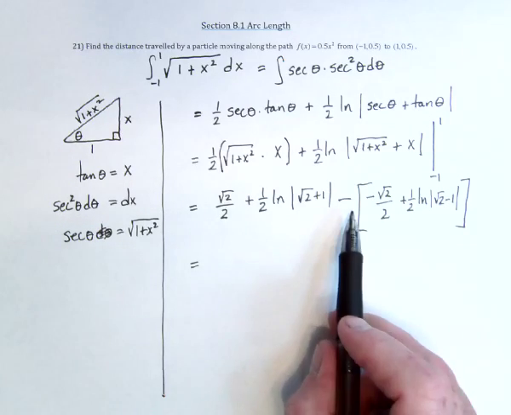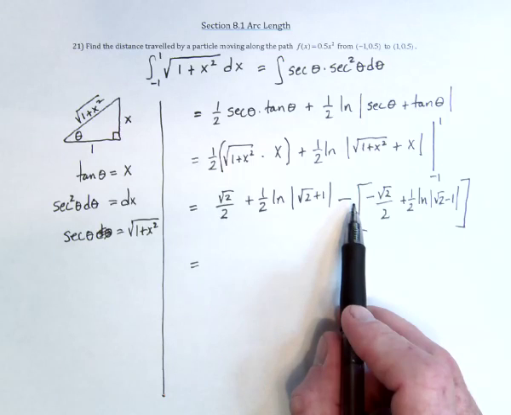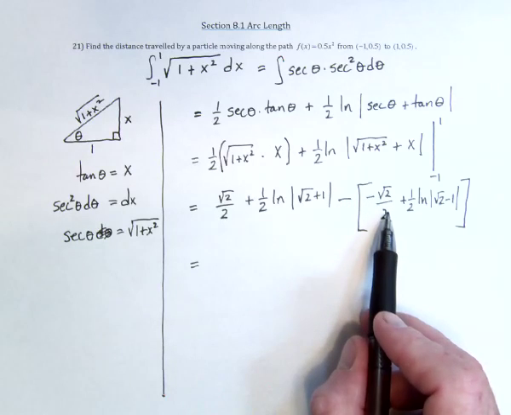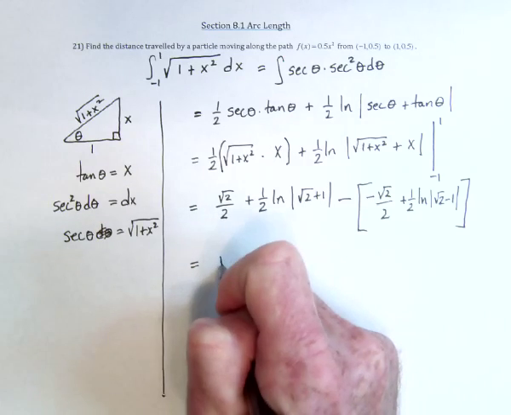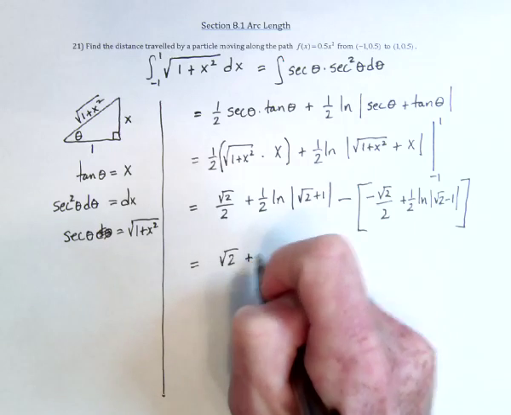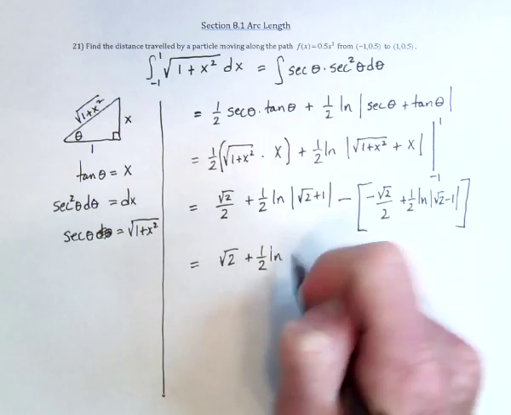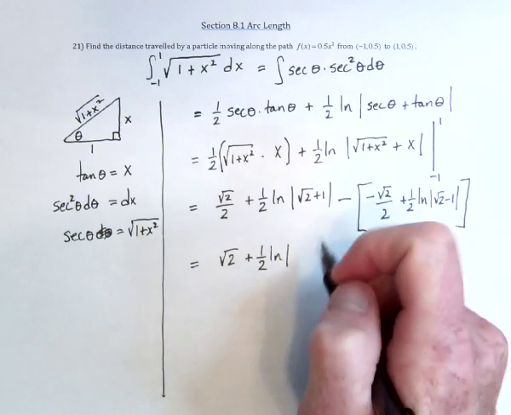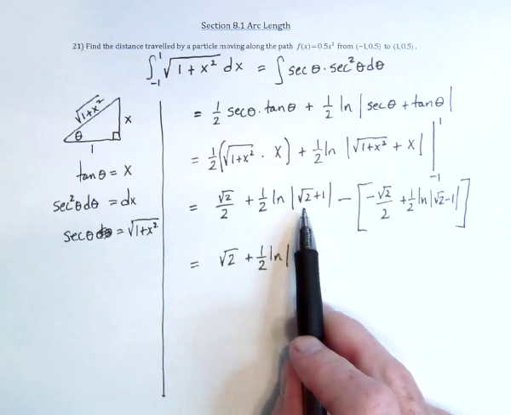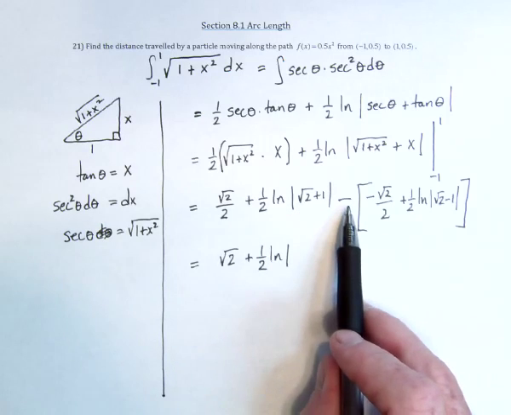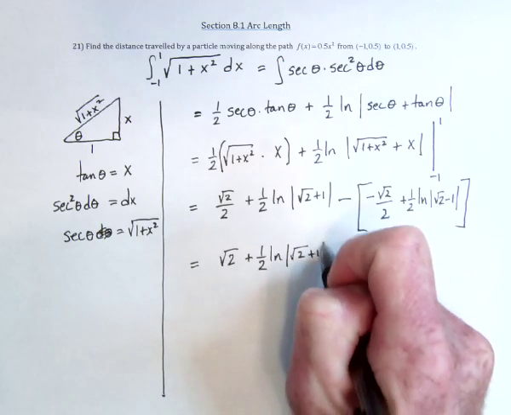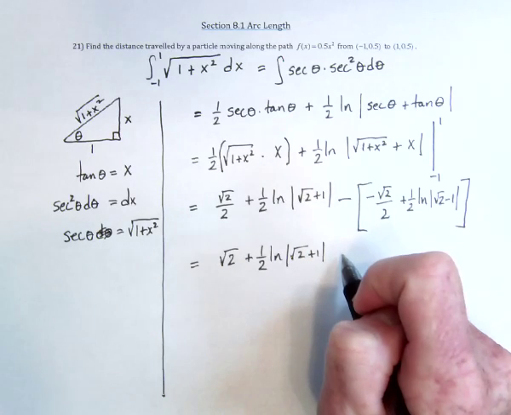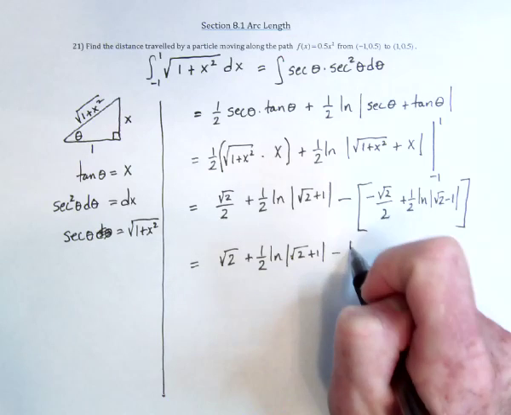Let's see if we could combine. So here, this is going to be positive radical 2 over 2. Here's another positive radical 2 over 2, so that's 2 of them. So we've got radical 2, and then 1/2 natural log. So in here, we've got this, and then we've got minus this. Normally what I would do at this point is just put these numbers in the calculator. But instead, I want to show you one other little thing.